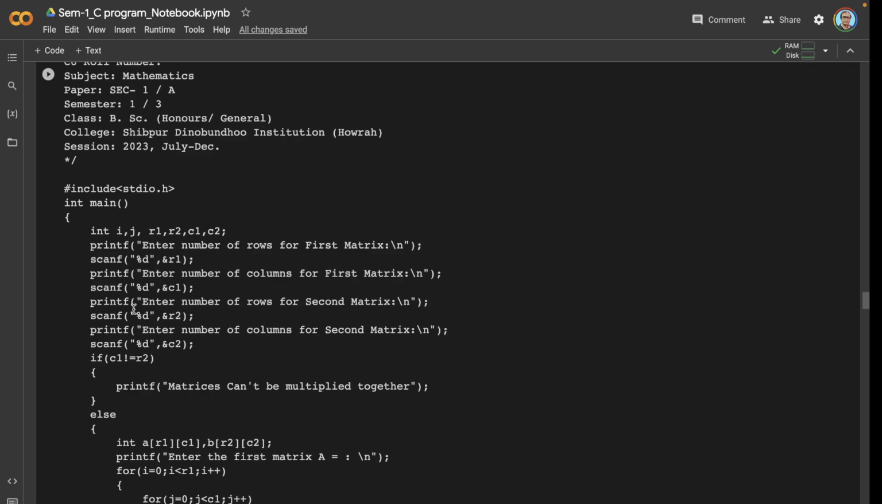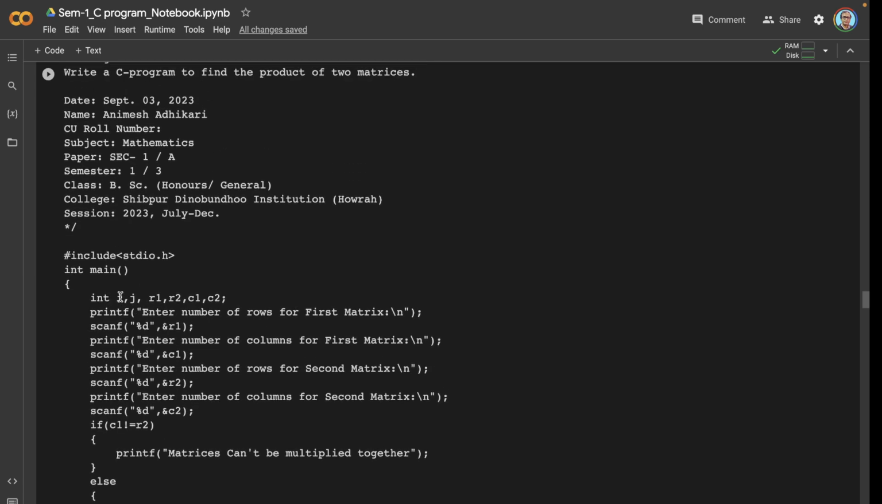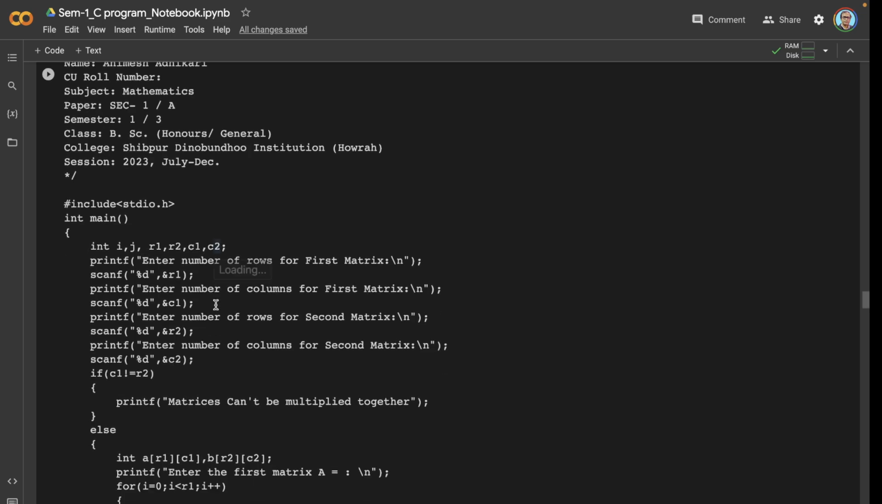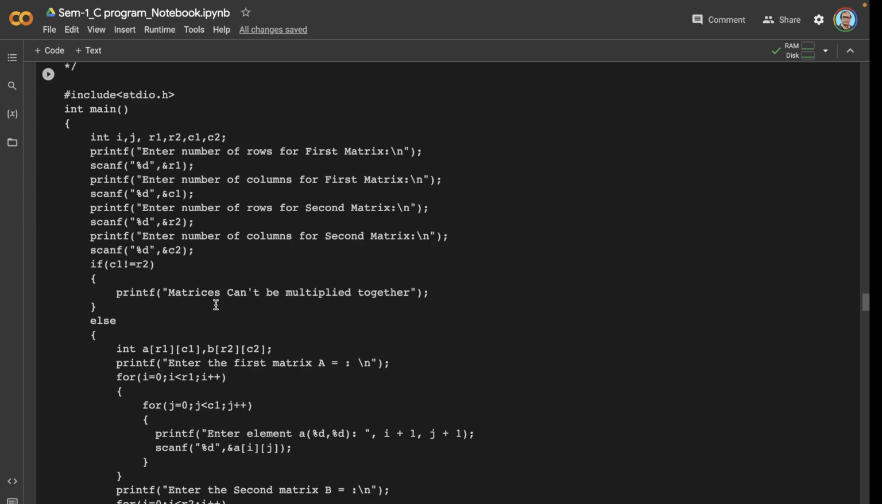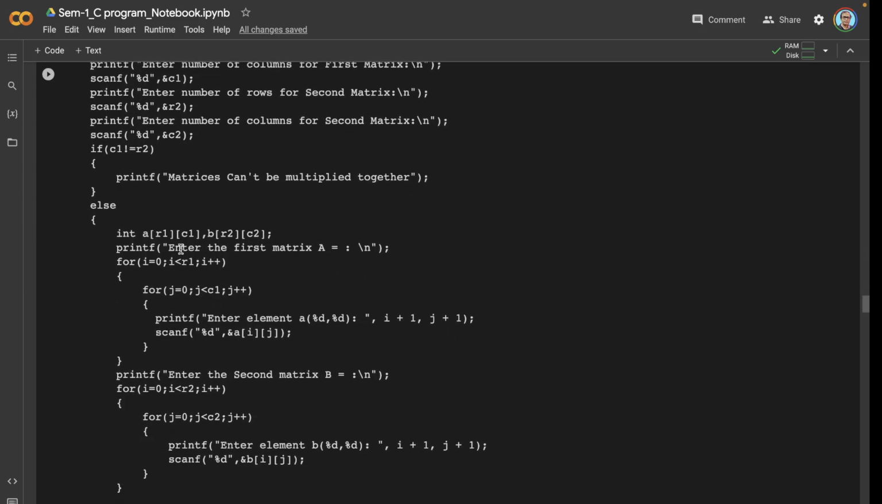Next problem 16. Write a program to find the product of two matrices. So here we declare integers i, j, r1, r2, c1, c2. For the first matrix, number of rows r1 and number of columns c1. For the second matrix, number of rows r2 and columns c2. Enter r1, c1, r2, c2, and matrix A is r1 by c1, matrix B is r2 by c2.